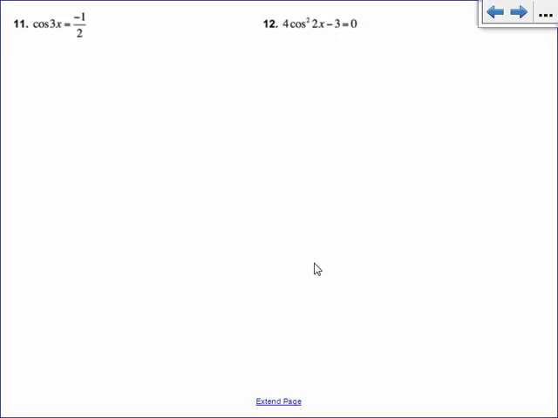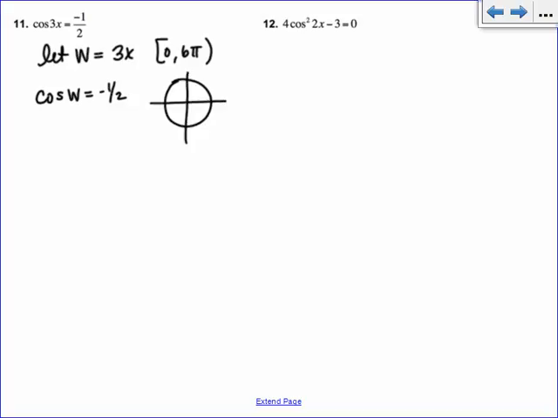We have to go from 0 to 6 pi. We do 3 rotations around the unit circle. All right, so we have cosine, so we're going to let w equal 3x. So we're going to go from 0 to 6 pi. So I'm going to have cosine of w is equal to negative 1/2. So cosine is equal to negative 1/2. Oops, I don't know why I did it in the positive 1/2 location. So negative 1/2 here and here.